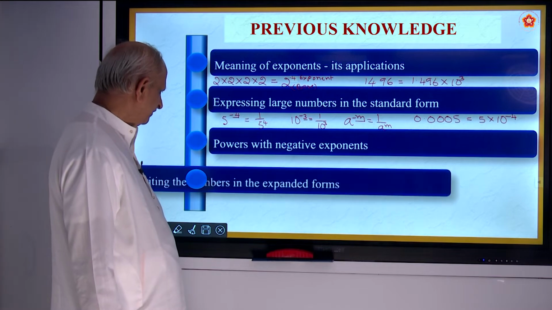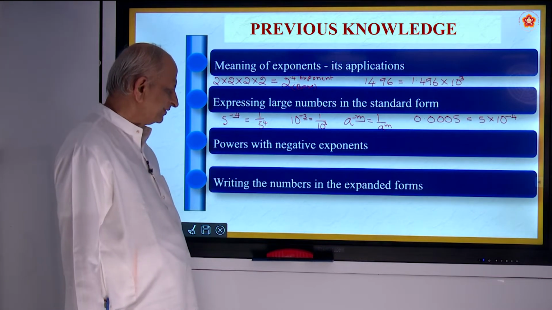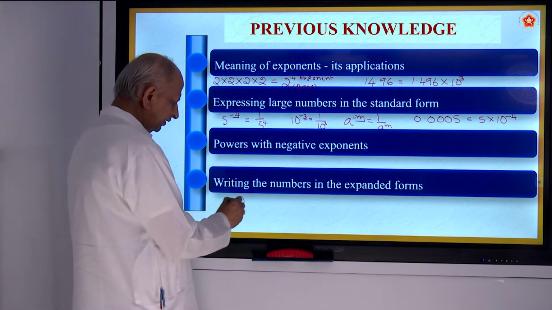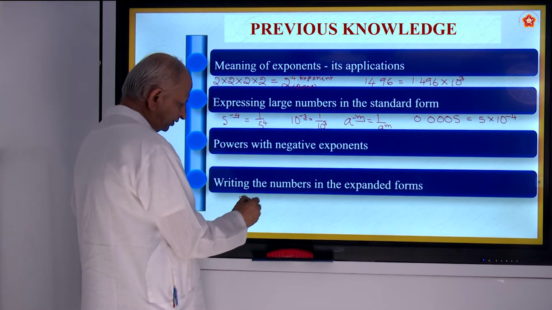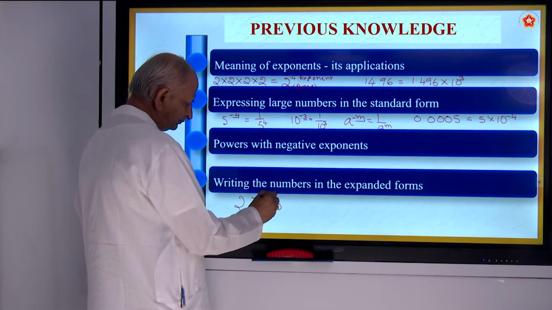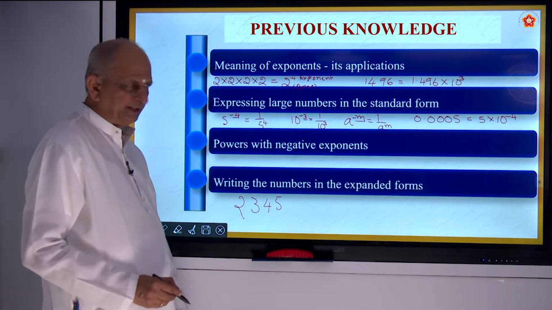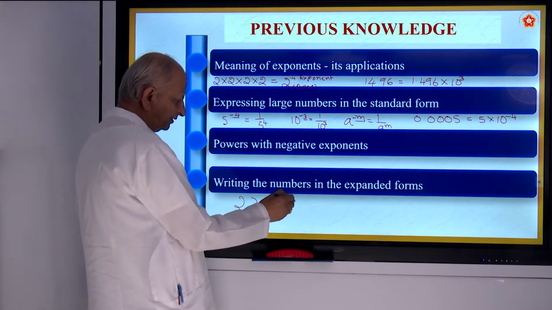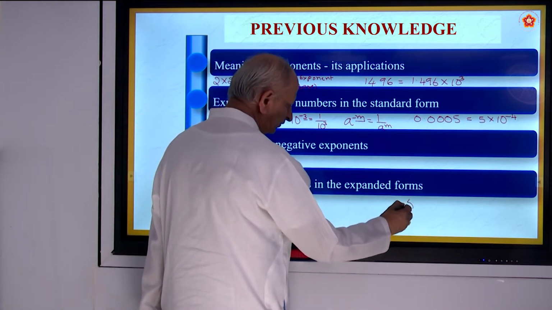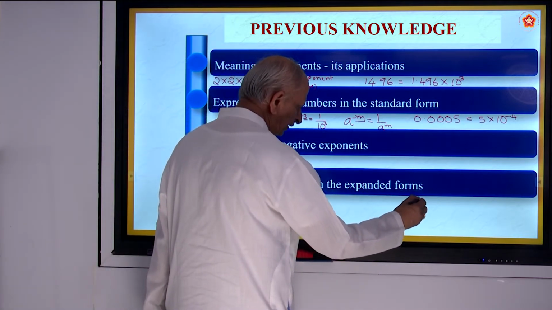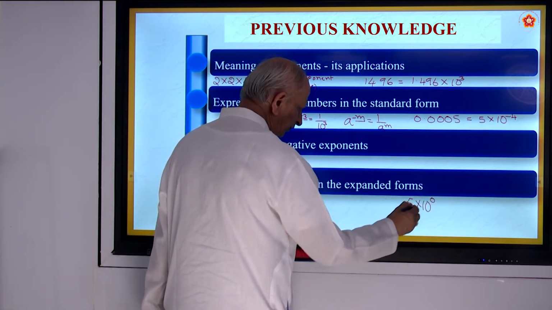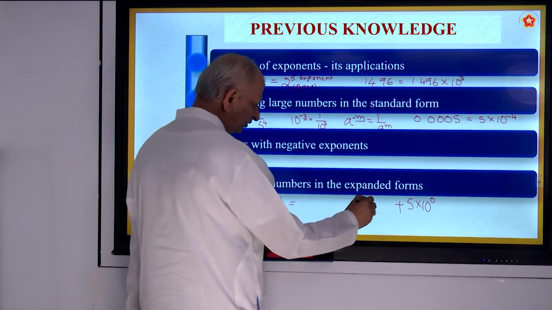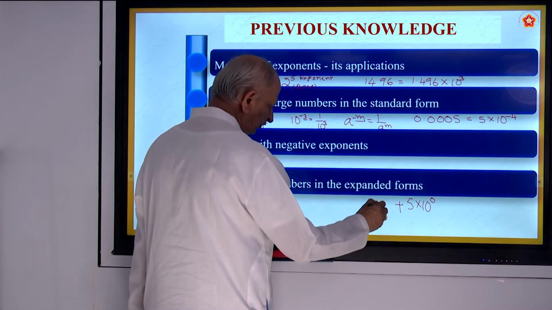And also we have seen about writing numbers in expanded form. Suppose you have 2345. How do you write it in expanded form? See, 5 is called the unit place, correct? So 5 is in the unit place, so 5 into 1. What is the 1? 10 to the power of 0. Then after the unit place comes the tens place. So in the tens place, 4 into 10 to the power of 1.